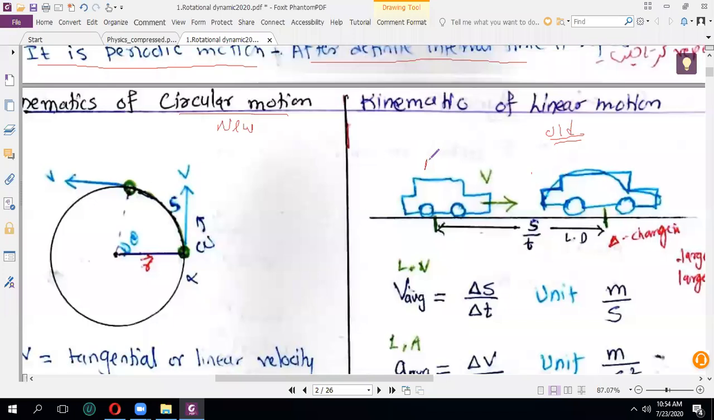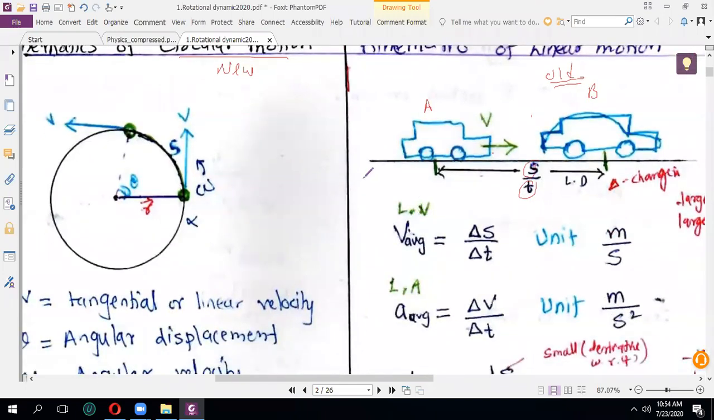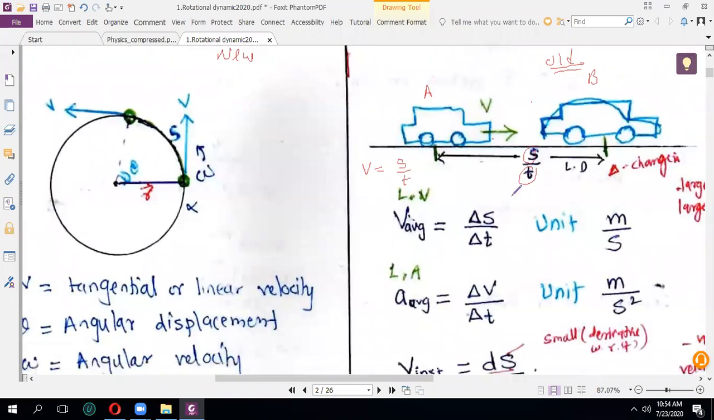See, here the car is at position A. After a particular time, it covers a distance and reaches position B. So how to find the velocity? We already know the formula. Velocity or speed is nothing but distance, that means s, upon time, that means small t. Correct? I'm asking, find their average velocity. How to find the average velocity?